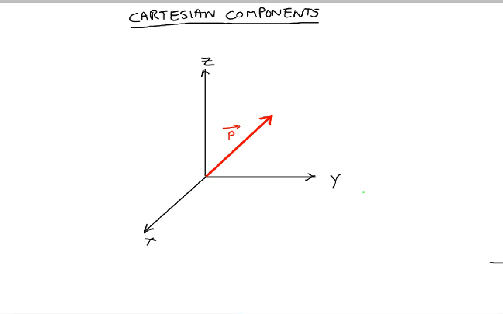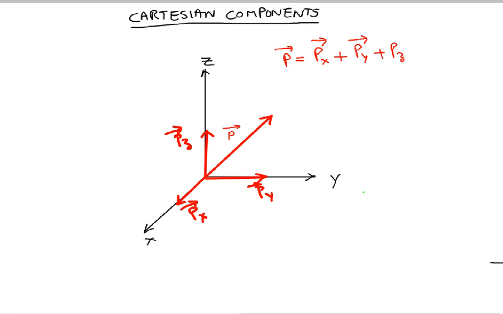For that, consider a force P bar which is acting as shown. For this force, we can consider that it consists of three components: component along x-axis, component along y-axis, and component along z-axis. We name each one of them by the coordinate along which the component is considered. This component we call px bar, this one py bar, and this one pz bar. The idea is that this vector p bar can be written as the vectorial sum of the three components: px bar plus py bar plus pz bar.